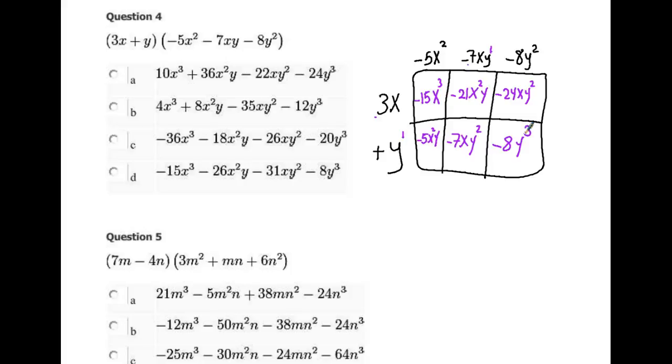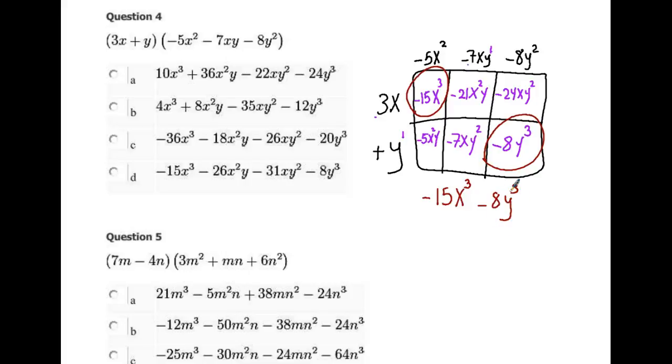Let's combine like terms. In this case, it's a little bit harder to see which has the higher power or not. So all you need to do is just combine your terms and compare the answers you have in the multiple choice section. Okay? This is the only x cubed, so there's nothing else we can do about it. So negative 15x cubed. y cubed also is only one term. So negative 8y cubed.